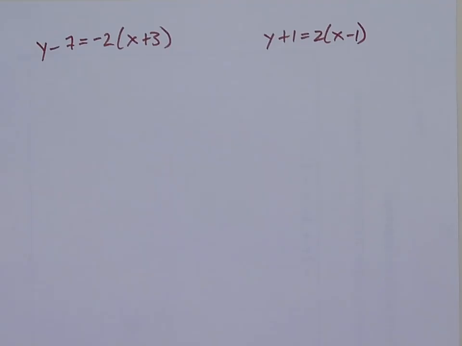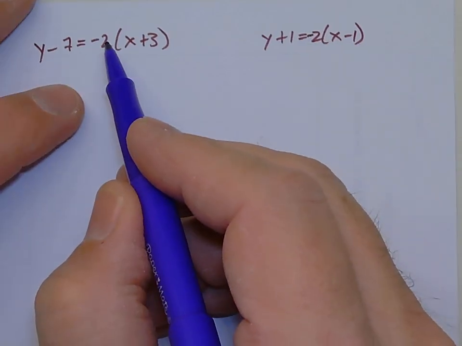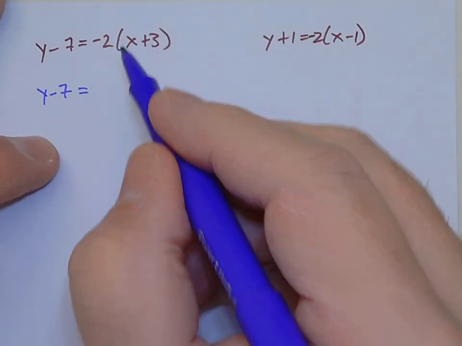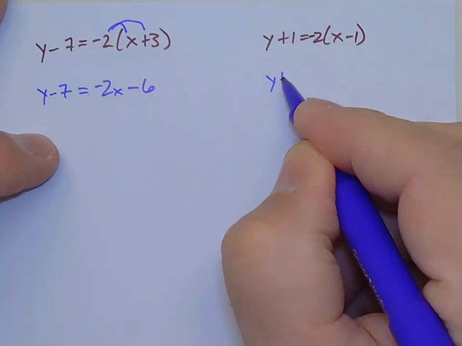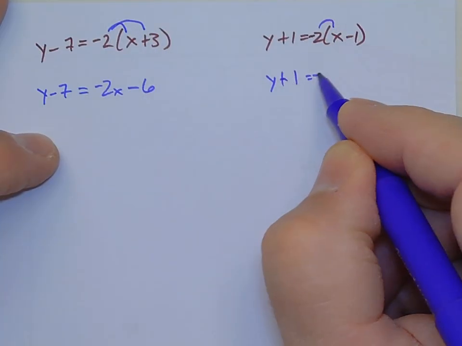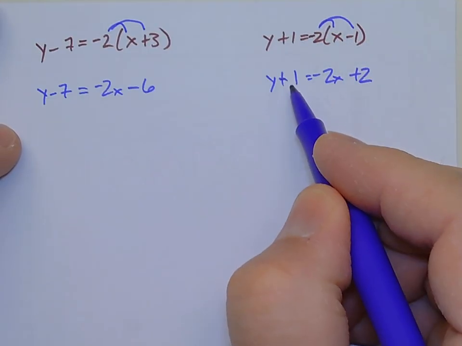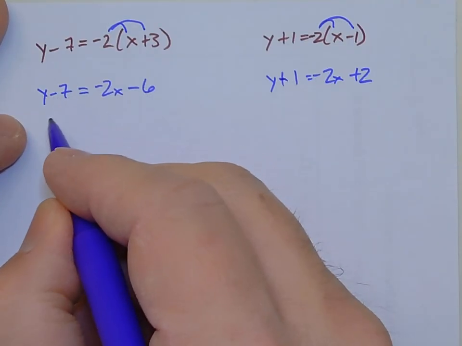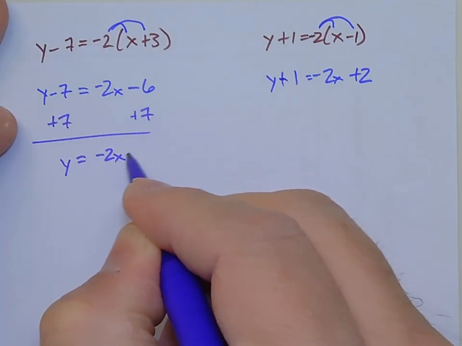So converting to slope intercept form, first we have to distribute, and I forgot to write the negative sign here. My slope is negative 2. I need to distribute the negative 2 times the things inside parentheses first. So the left side is going to remain the same for this first step. We need to distribute negative 2x minus 6. On the right side, we get y plus 1 equals negative 2x plus 2. And now I need to solve for y. I just am going to get rid of whatever's on the same side as the y. So over here, I need to add 7 to get rid of this minus 7. And that gives me y equals negative 2x plus 1.